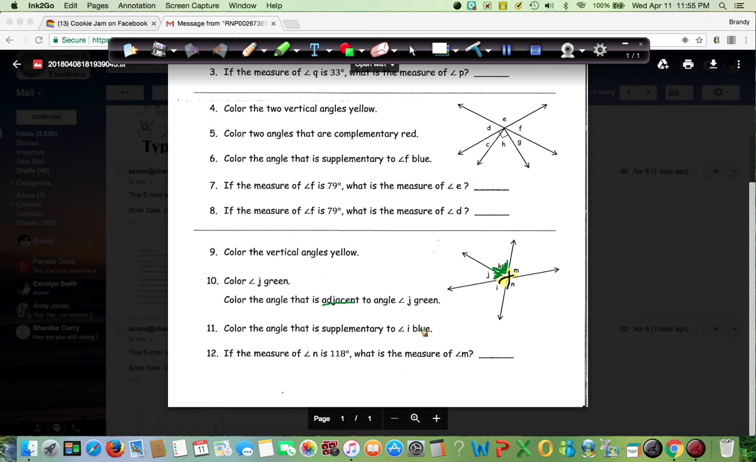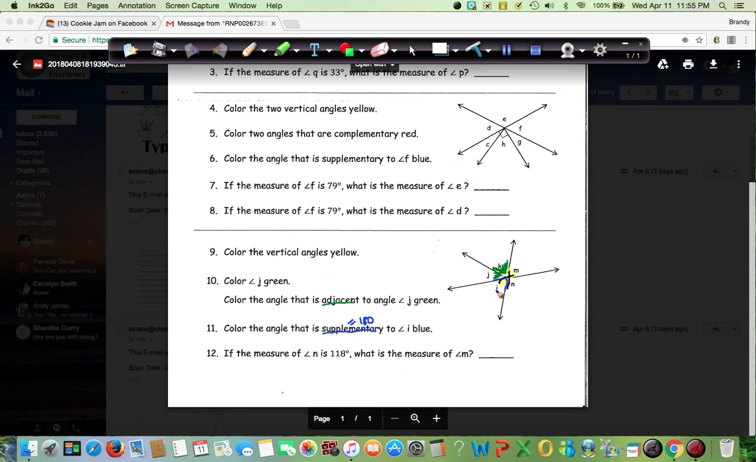Okay? All right. Now, color the angle that is supplementary to angle I blue. So let's go up here and get my blue. And we want something that is supplementary. Remember, it's really a good idea to go ahead and write: you got to equal 180, which is the straight line. All right, so first, here's angle I, right? This guy right here is angle I.